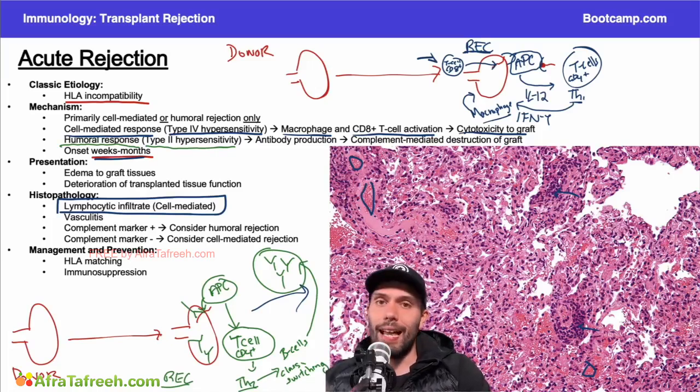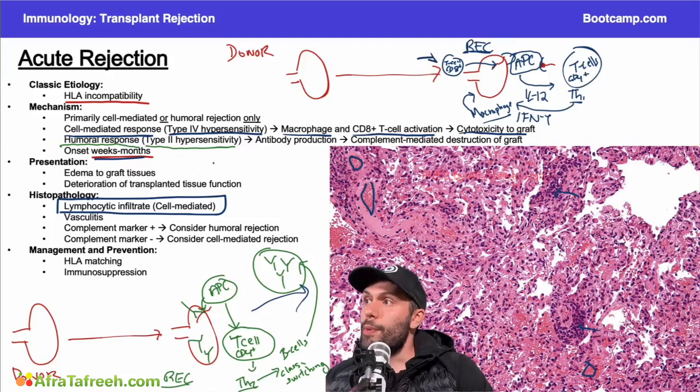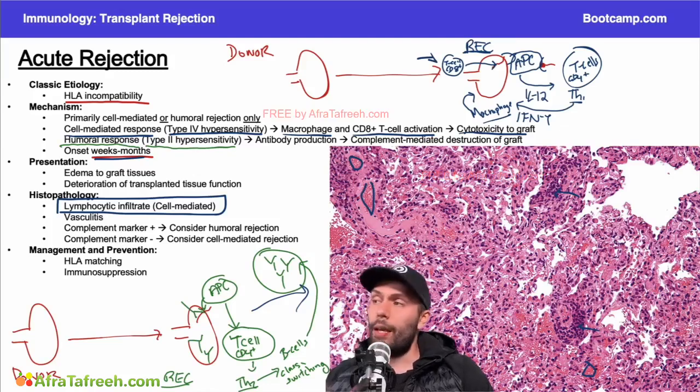But again, it takes time for that to happen. It takes time for the T cells to become T helper 2s, to then bind to B cells, activate them, undergo class switching, and eventually make IgG antibodies against the graft, as opposed to having preformed antibodies. So that's the major difference. But it's kind of the same mechanism after that point. It's really just type 2 hypersensitivity, complement-mediated destruction of the graft, largely driven by complement.